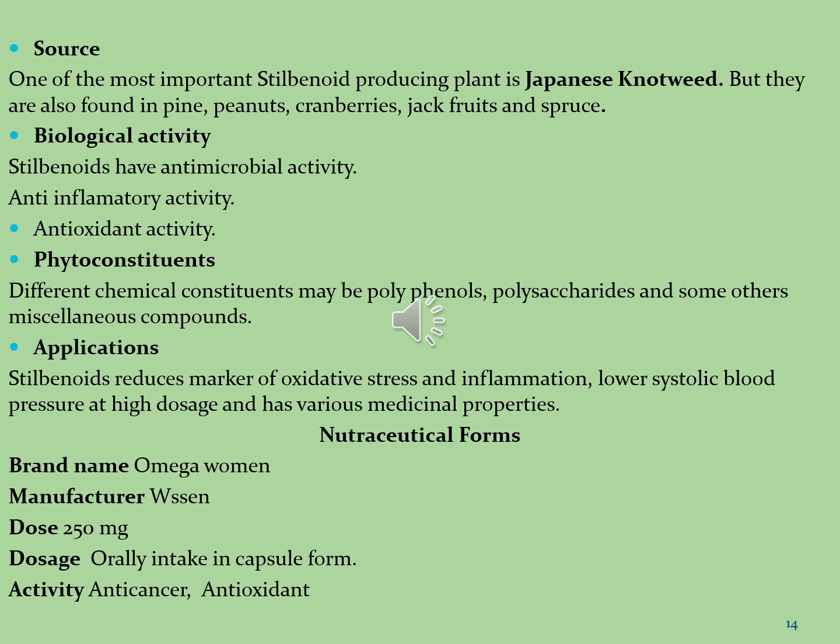Dear students, now we discuss some important pharmaceutical brands that have been launched on the basis of phytoconstituents that fall in the category of stilbenoids. The first brand is Omega Women. It is manufactured by Wesson and we take its dose to 50 mg per day. This product is formulated in oral tablet dosage form and capsule dosage form, which are taken orally. It is used as an anti-cancer and antioxidant agent.